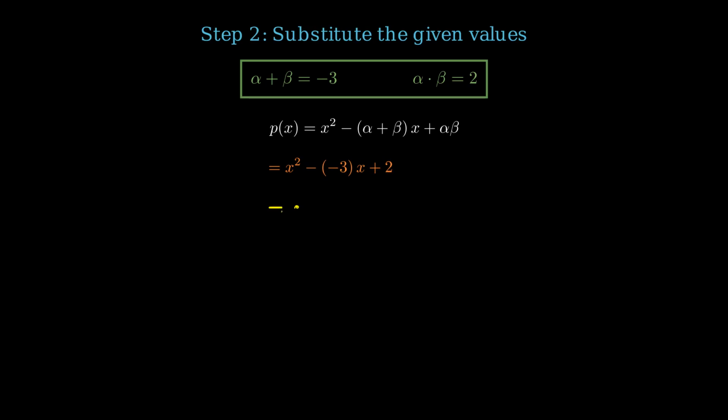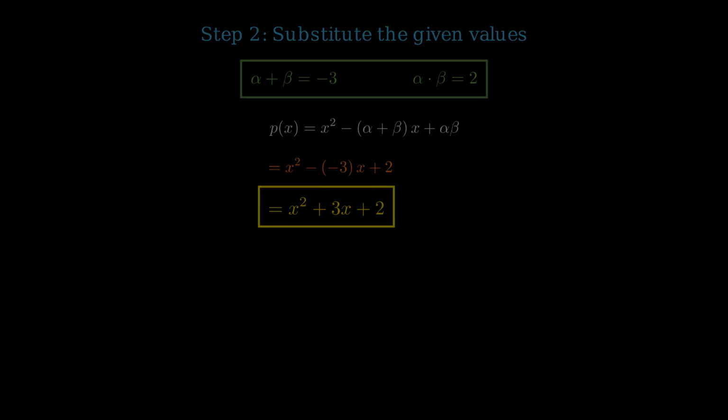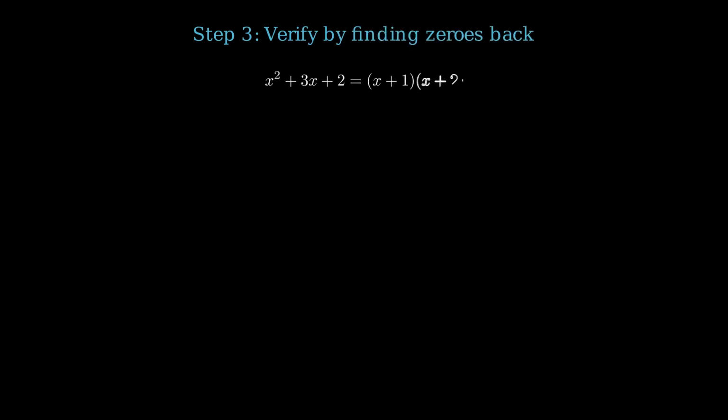Step 2. Substitute the given values. We are told sum equals negative 3 and product equals 2. Substituting, p of x equals x squared minus negative 3 times x plus 2, which simplifies to x squared plus 3x plus 2. Step 3. Verify by finding the zeros back from the polynomial. We factor x squared plus 3x plus 2 as x plus 1 times x plus 2. Setting each factor to 0 gives alpha equals negative 1 and beta equals negative 2.